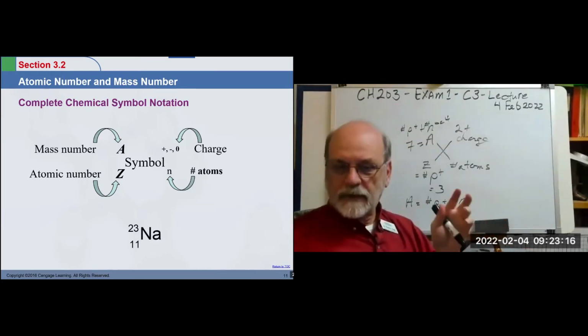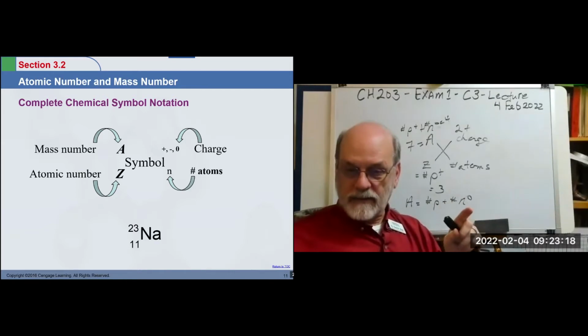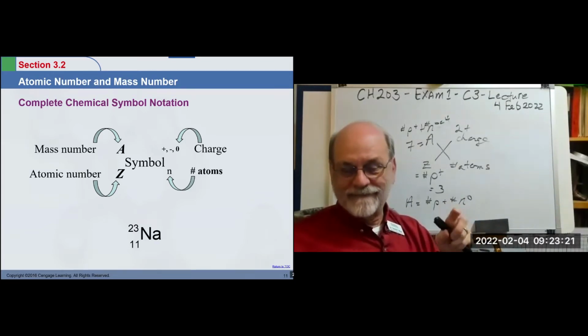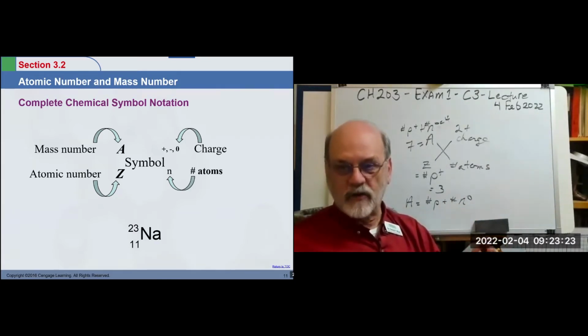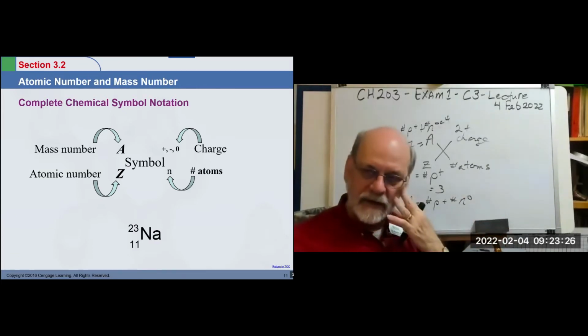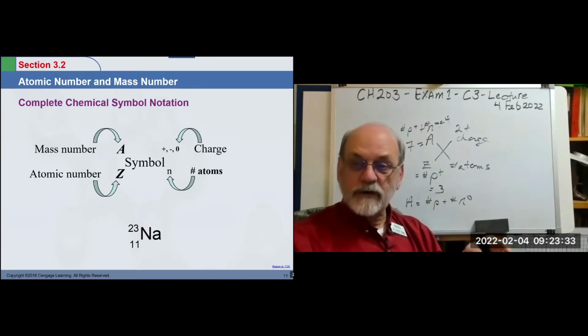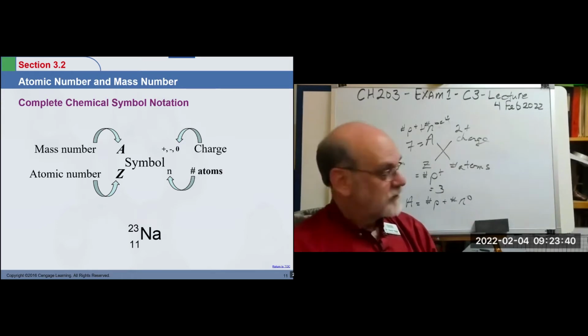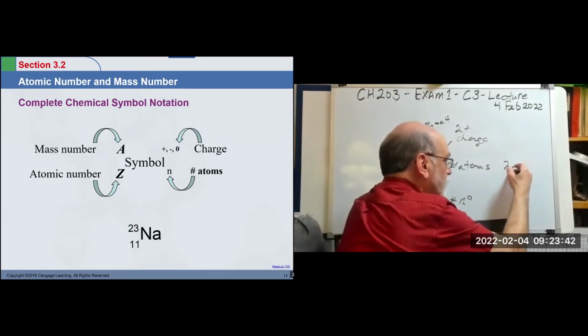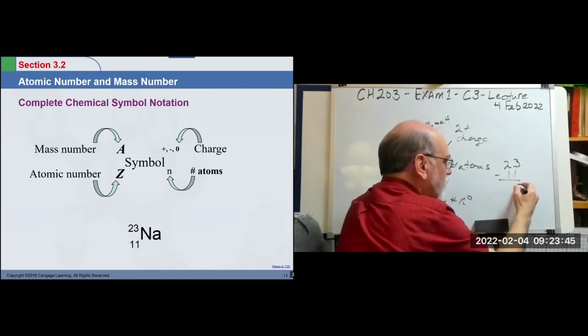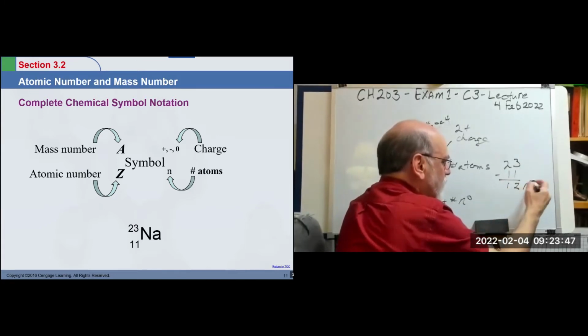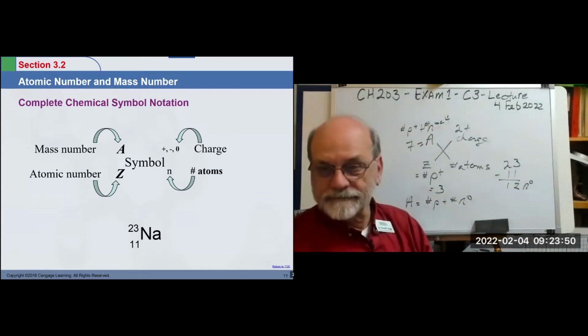Here's an example. Sodium. Na is sodium, right? It's derived from the Latin word natrum, which means sodium. So what do we have here? Well, sodium has 11 protons. And if you know 11 protons, you know it's sodium. But in this case, how many neutrons do we have? We have 12 neutrons.